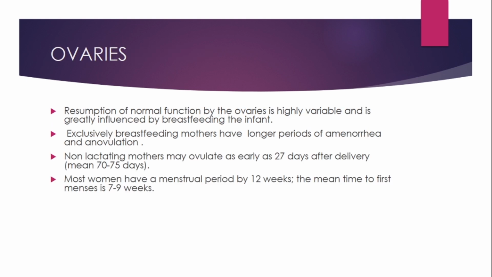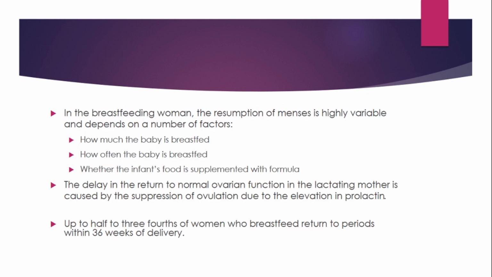Then, the ovaries. Resumption of normal function by the ovaries is highly variable and is greatly influenced by breastfeeding the infant. Exclusively breastfeeding mothers have longer periods of amenorrhea and anovulation. Non-lactating mothers may ovulate as early as 27 days after delivery. The mean is 70 to 75 days, and most women have a menstrual period by 12 weeks, the mean time being 7 to 9 weeks.